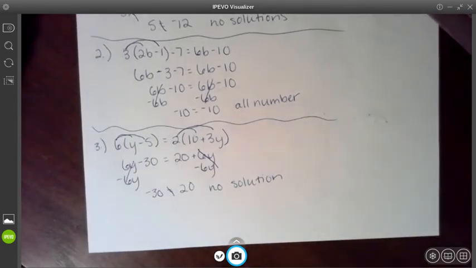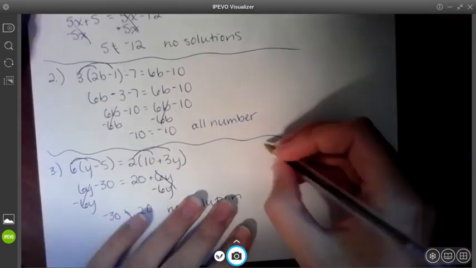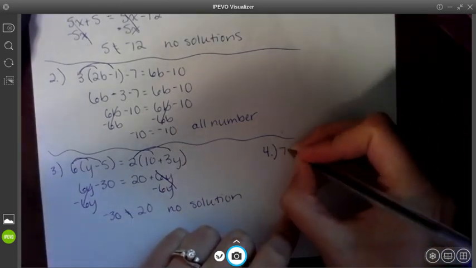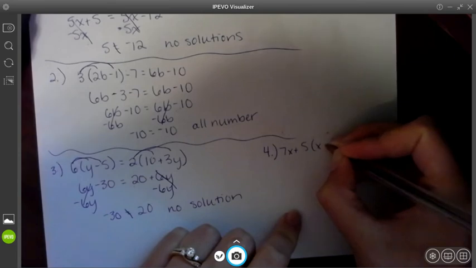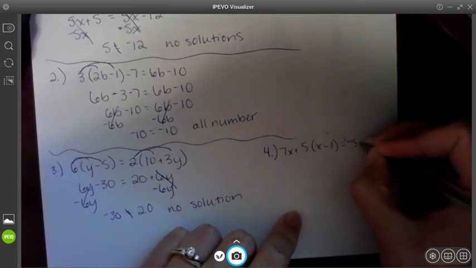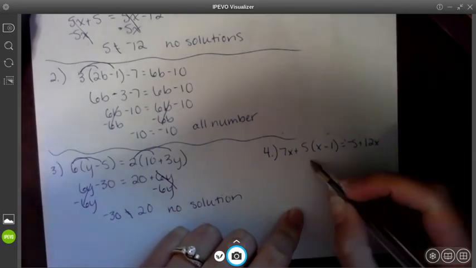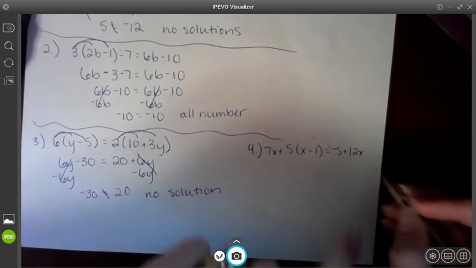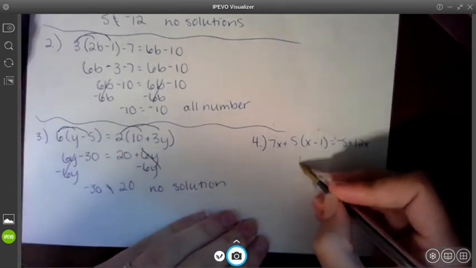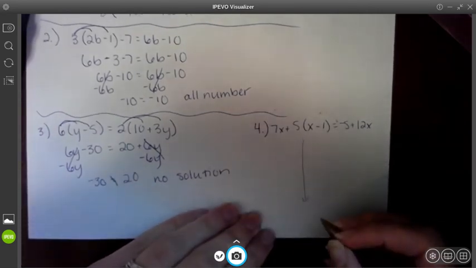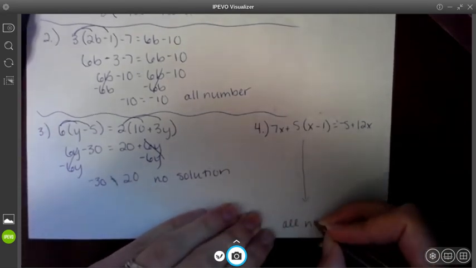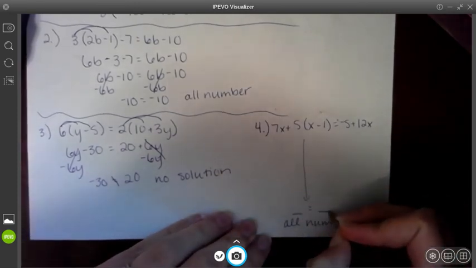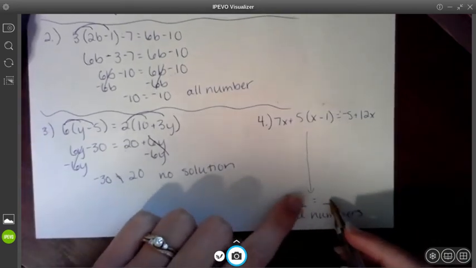All right, so I'm going to give you one more example. We are not going to work through it, right? But I will tell you what your special answer should be. Okay, so I have 7x plus 5 times (x minus 1) equals negative 5 plus 12x. You should do the work, okay, this is good practice, but your answer should be all numbers, okay? So whatever you get at the end, it should be the same thing equals the same thing, all right? Make sure you get that.